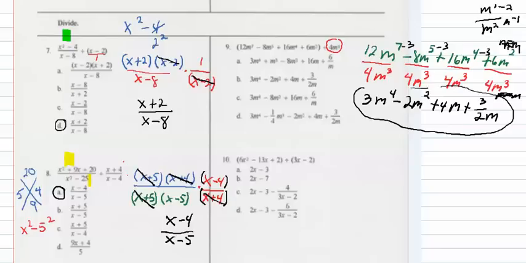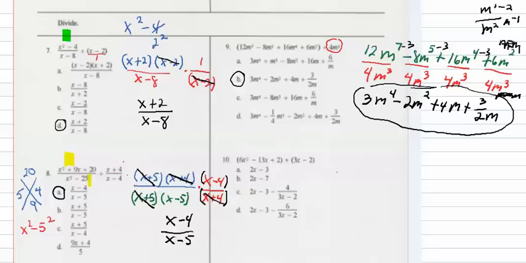And I'm going to go through and look at my answer choices. I'm looking for 3m to the 4th minus 2m to the 2nd plus 4m plus 3 over 2m. And it looks like it's letter B. So that was number 9. Number 10.